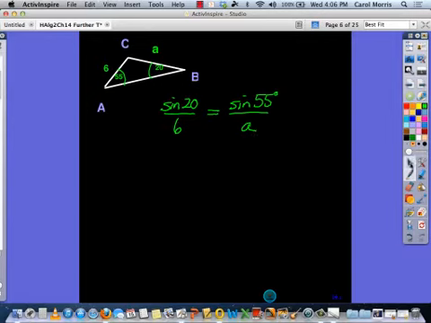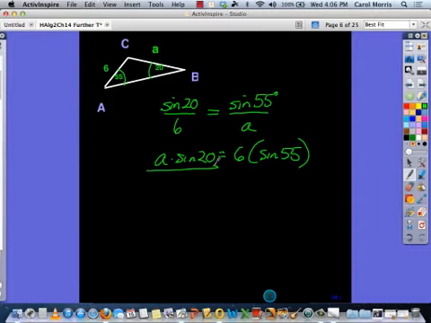So finish here, and that is cross products needs to happen next. And so A times the sine of 20 has to equal 6 times the sine of 55. And when we do that, A is what we're solving for, little a, and so we'll divide by the sine of 20. If we divide by the sine of 20 on both sides, on the left-hand side it'll cancel out. We will have our A value.